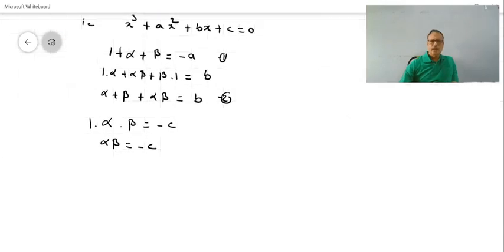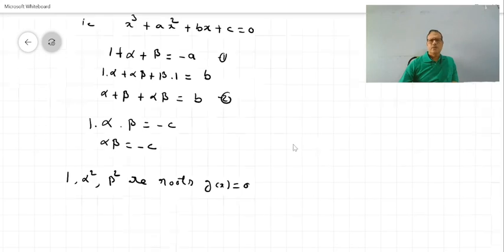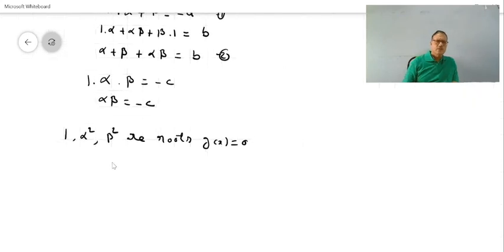So 1, alpha square, that is beta square, are roots of g of x is equal to 0. Now use the sum of the roots formula. So what is g of x here? So 1, alpha square, beta square are roots of g of x is equal to 0.